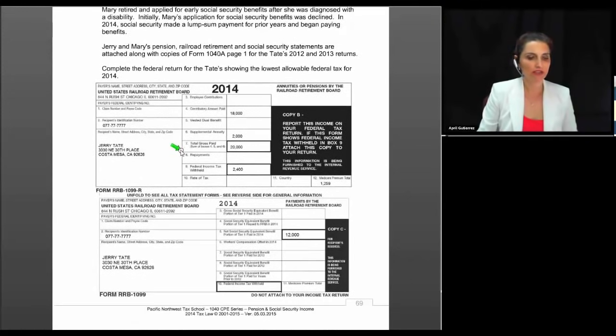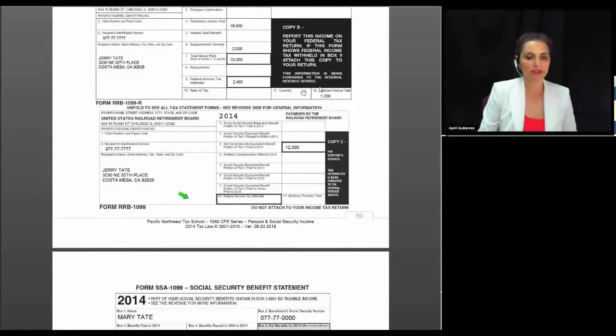So here we have Jerry's railroad retirement amount. We've got a contributory amount paid of $18,000. We've got a total gross amount paid of $20,000 and federal income tax withheld of $2,400. We also show a Medicare premium total of $1,259 withheld. And then on the RRB-1099, which is the Tier 1 Social Security equivalent, you can see that he received $12,000 of benefits for the year.